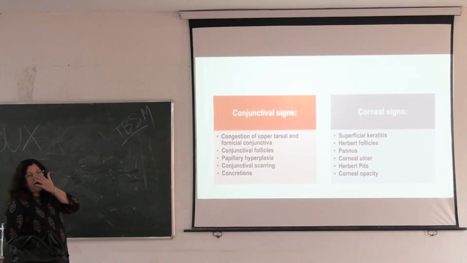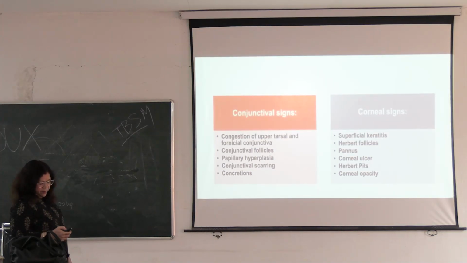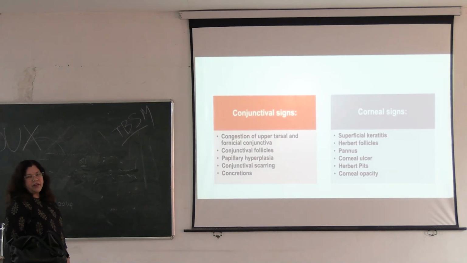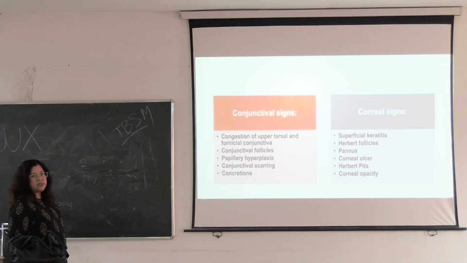Then conjunctival signs and corneal signs. In conjunctival signs, mostly the palpebral conjunctiva is involved, the upper tarsal conjunctiva and the fornix of the conjunctiva. And conjunctival follicles are present. What is congestion? Congestion means engorgement of the blood vessels, congested blood vessels, that causes foreign body sensation and leakage of lymphocytes, nuclear cells and materials that cause inflammation and exudates.